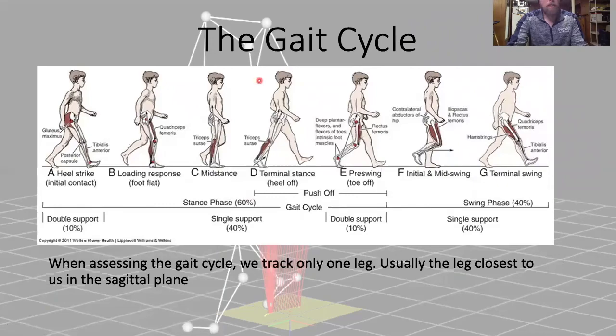So let's go ahead and look at the gait cycle. When we're talking about the gait cycle, it's important to remember that for this instance, when we're watching this gait cycle here, we're looking at the right leg, the leg that's closest to us in the sagittal plane. So the gait cycle measures the movement of one leg through a period of time. And it starts off with a series of movement patterns that we track over the right leg.